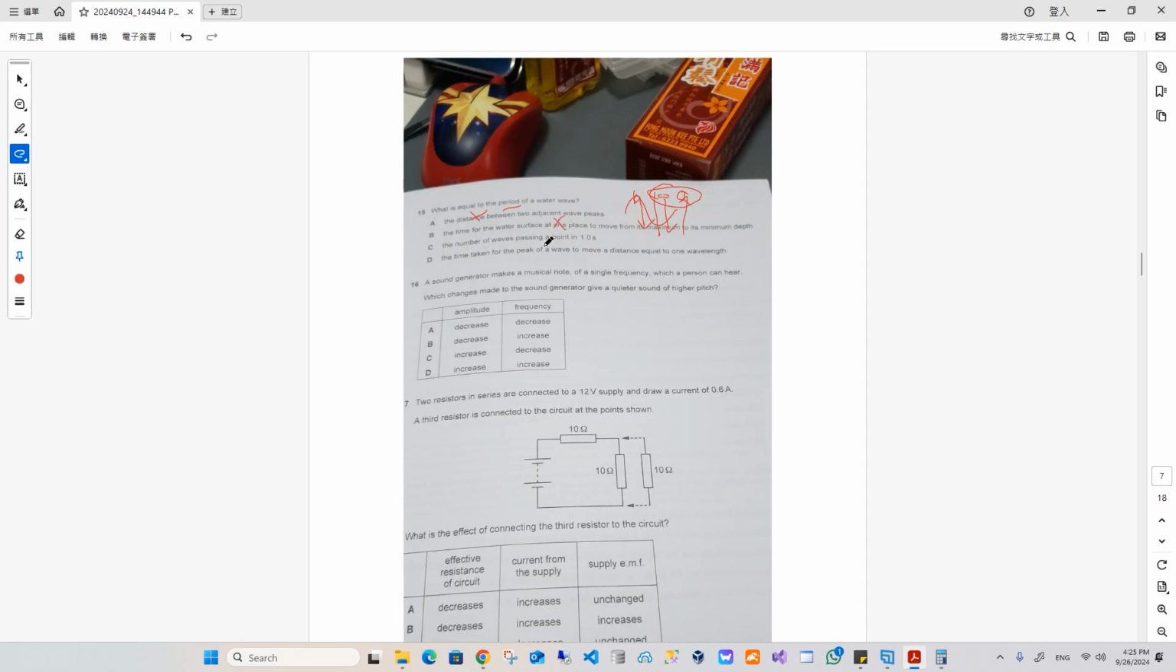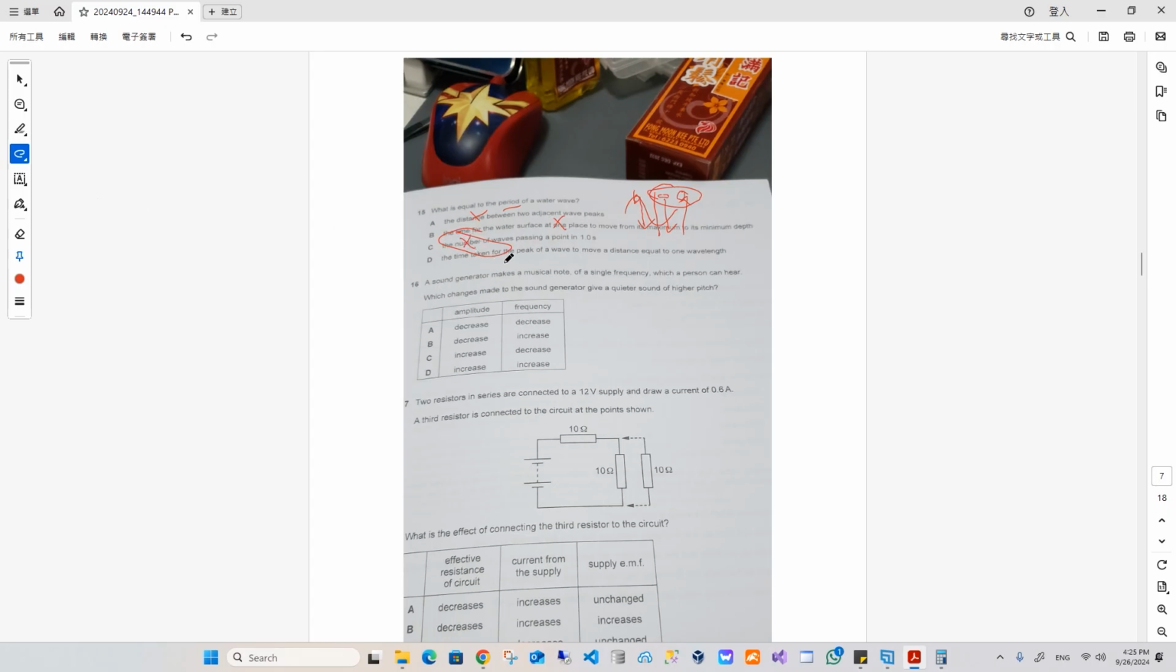The number of waves passing in 1 second is like how many waves in 1 second. Actually, it's frequency. So this is not the time, it's the number of waves, and the unit will be per second. So certainly it's not time. Okay, so this is wrong also.